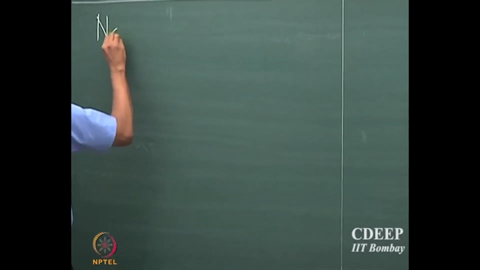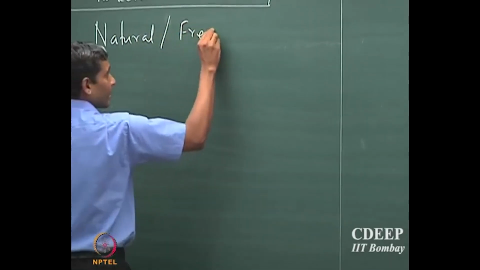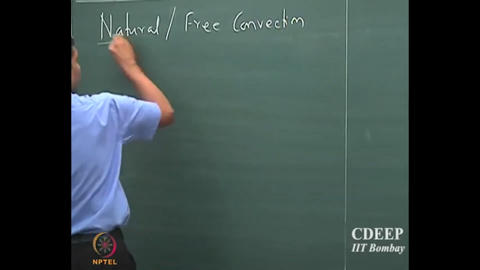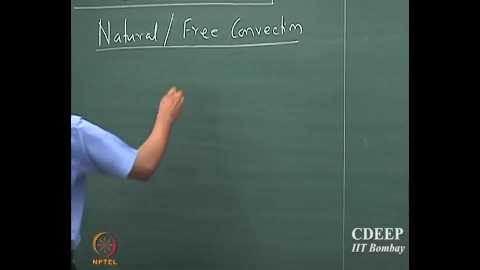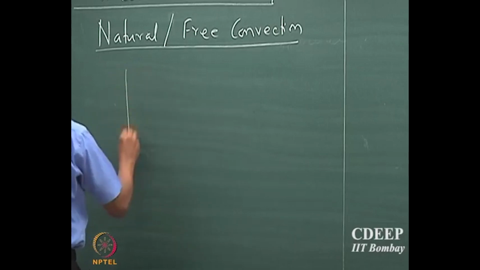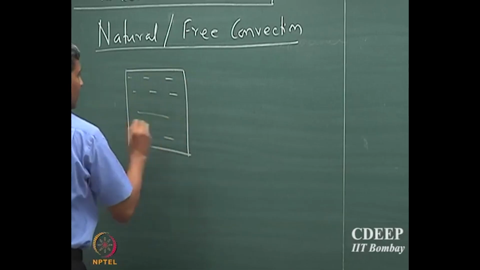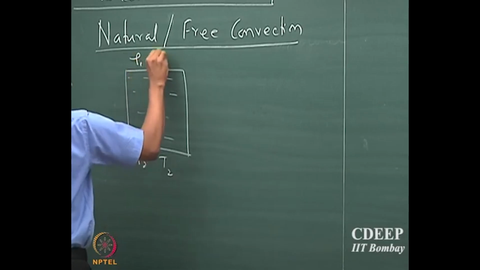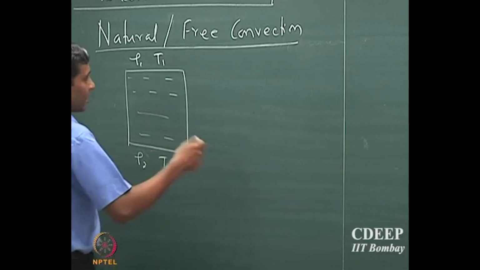We started discussion on natural or free convection. So we started by looking at the example of a fluid which is placed in a box, and we looked at the differences in the temperature which leads to density difference, and that leads to a convection.